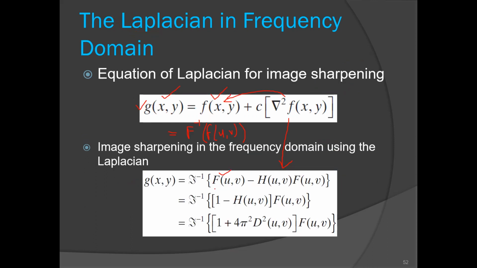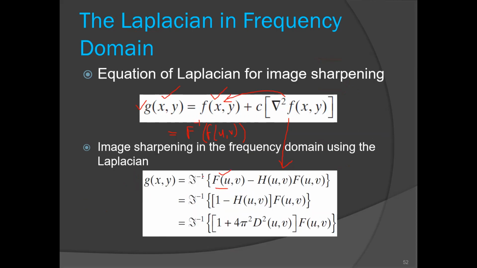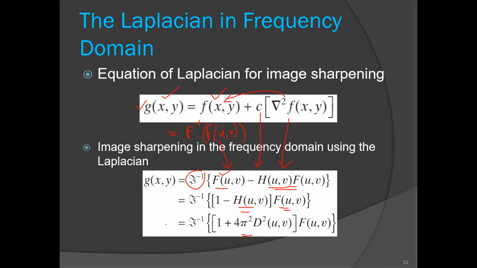So we have F inverse of F of uv minus, where we have taken the inverse Fourier common, so it is outside. Then F of uv is here, and then H of uv and F of uv. We have put the value of c as -1, that's why we have minus here. Then we take F of uv common, and we know 1 minus H of uv, we have to put the value of H of uv here. H of uv is this one, minus 4 pi square D square uv. So put the value here, and this is the equation for image sharpening in the frequency domain using the Laplacian.